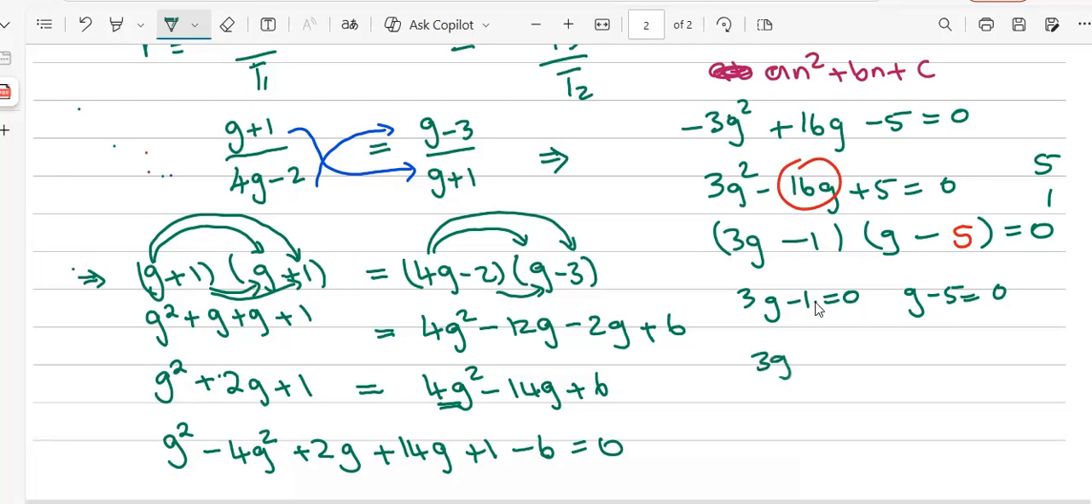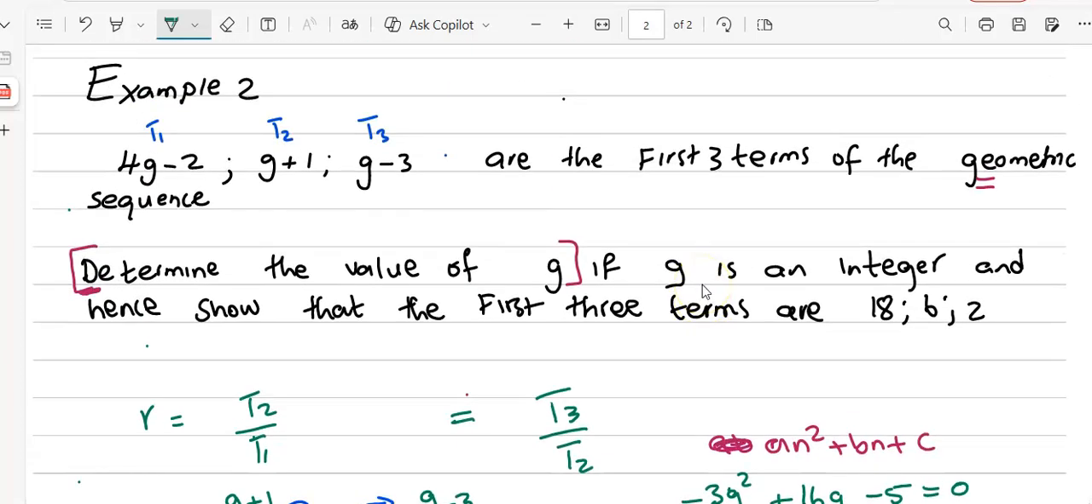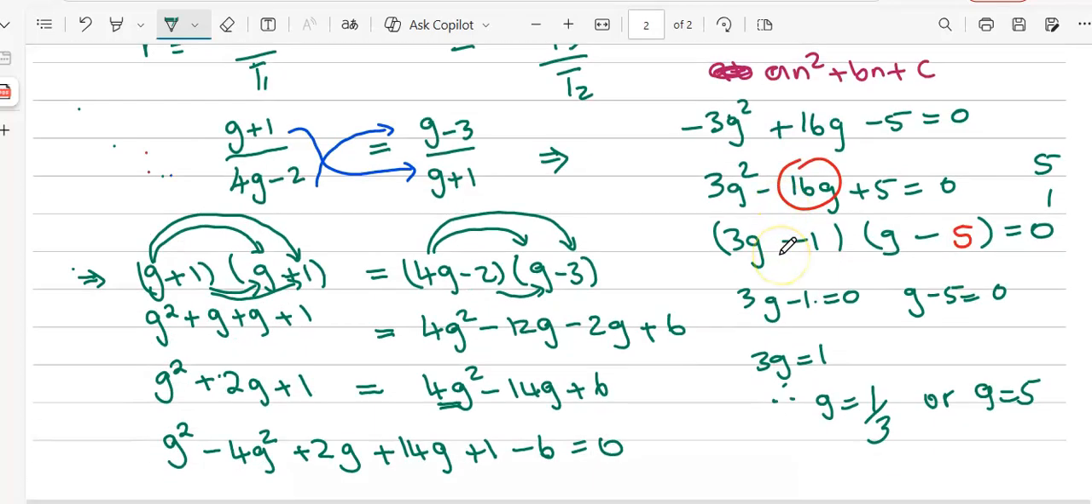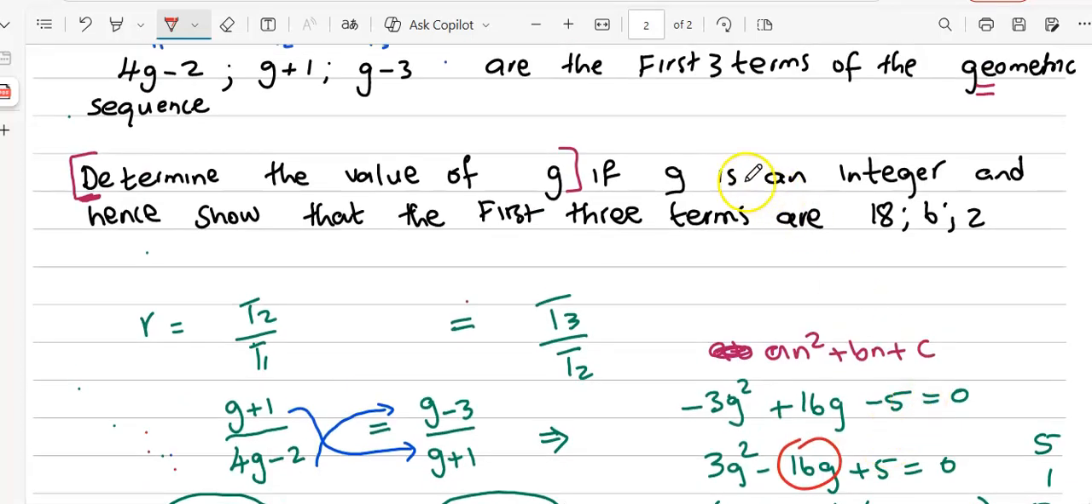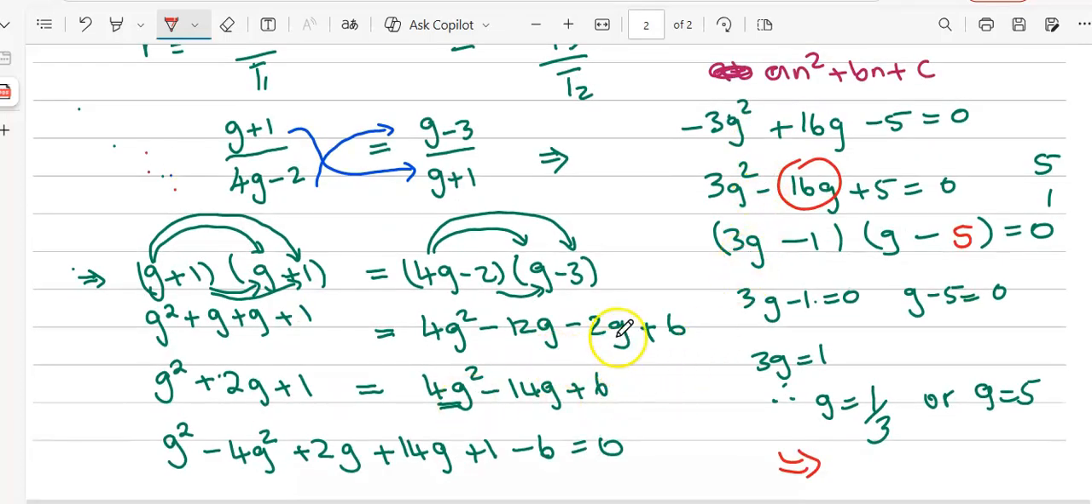So now 3g is equal to 1. Therefore, g is 1 over 3, or g is equal to 5. Now go back to the question, because we have two values of g, but we are looking for one. They gave us the restriction: if g is an integer. We know that 1 over 3 is a decimal, not an integer. So that is out. You see, the if statement only works on the final solution. Even if you don't understand this if statement, at least you're going to collect marks. So g must not be 1 over 3, but g must be equal to 5.